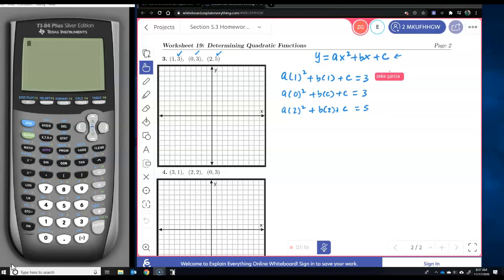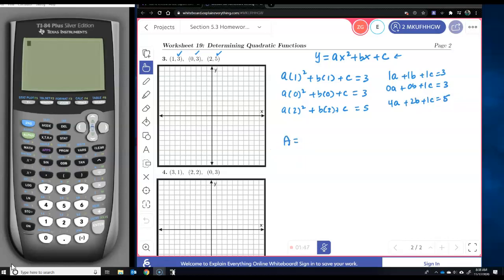So we're going to come up with the equations. So we have 1A plus 1B plus 1C equals 3. The next equation is 0A plus B times 0. So it's 0B plus 1C equals 3. And then the last one is going to be 4A plus 2B plus 1C is equal to 5.